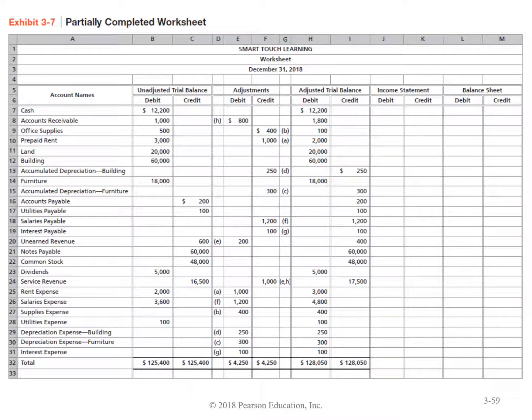Prepaid rent, I have 3,000. One month went by, so now I have 2,000 left in prepaid rent. And then you see land, it never gets adjusted because it never depreciates. And then you can see that building never gets adjusted because that is done in accumulated depreciation. So you can see that our building did depreciate a little bit, $250 of depreciation. So it just lets you look at it like this and you get to see all the accounts and the full picture and the impact of the adjusting entries.